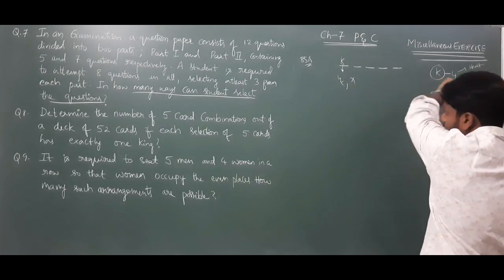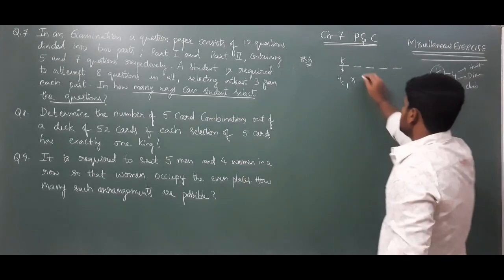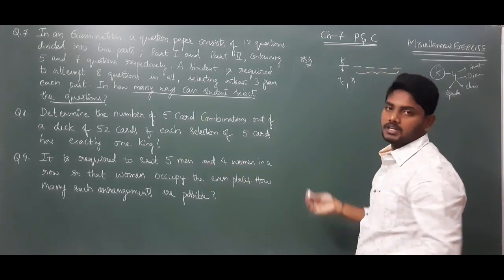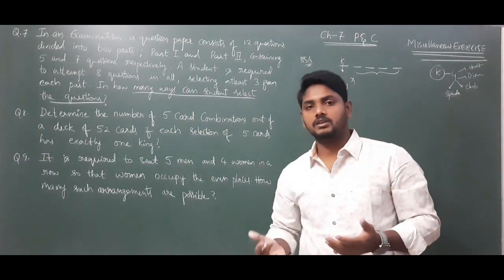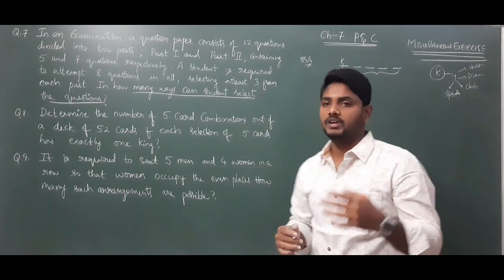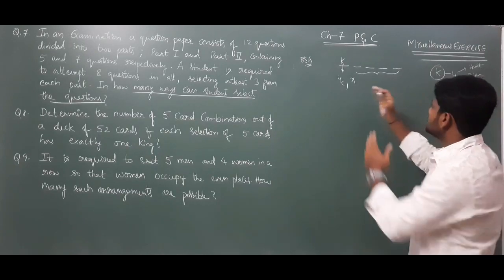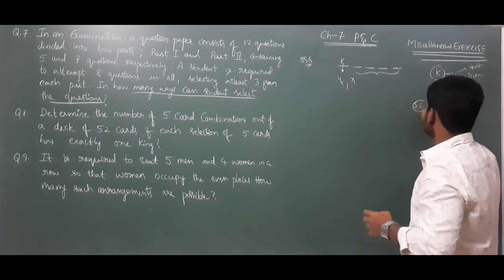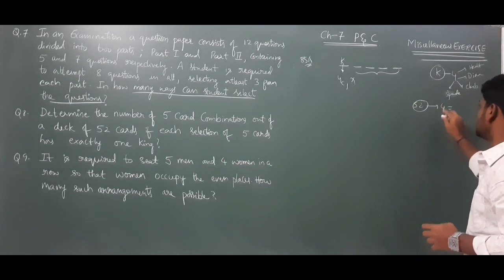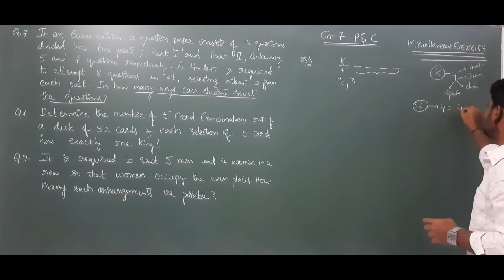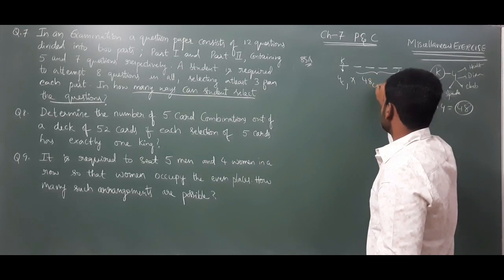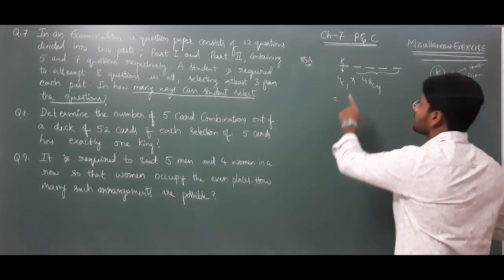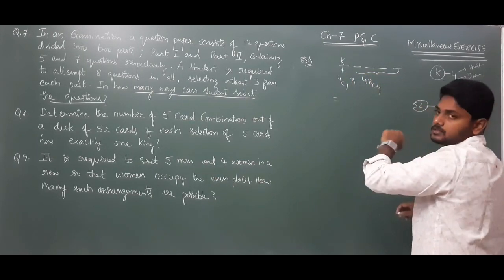If that card combination should have only 1 king, what about the remaining? Except king, we can substitute either ace or J or Q or 2, 3, 4, 5, any number. So except K, out of 52, 4 kings will be there. Except 4 kings, the remaining 48 cards will be there. So from this 48 only we need to select 4. Understood?